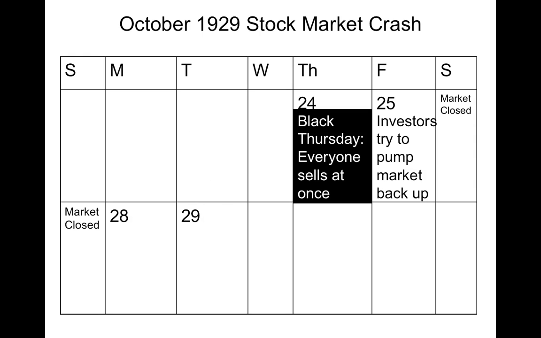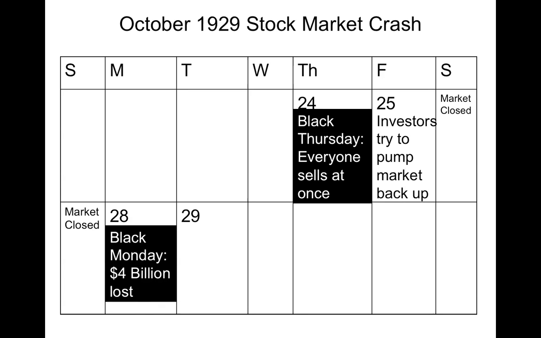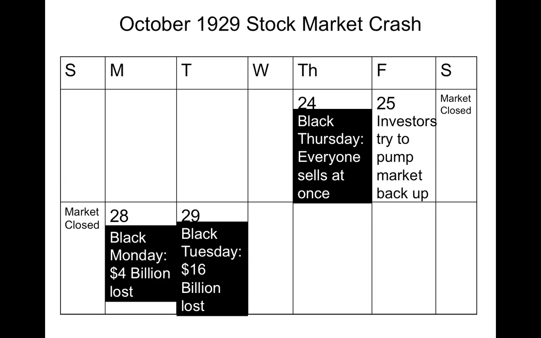A relatively small group of investors says, we'll buy every stock that everyone wants to sell. And that way you can create demand for stock and stop the market from selling off. And that works for a day, but ultimately over the weekend, everyone freaks out and there's 2 days of a sell-off in which about $20 billion of money is lost.